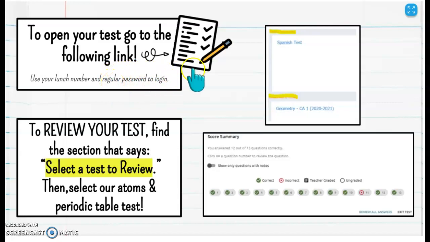Please make sure that you already took the test. If you haven't, it'll be up here on top. Then if you have, on the bottom, you'll find the section that says select a test to review. And I know that says atoms and periodic table test, but it is actually your Unit 3 test, force and motion. Then once you select it, you will see your score summary.